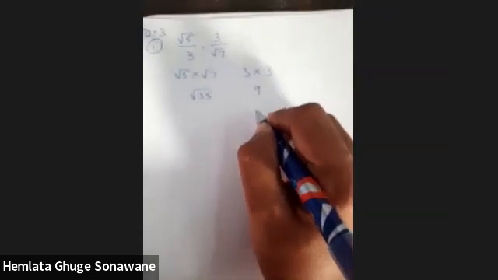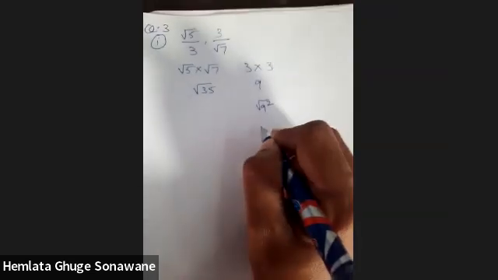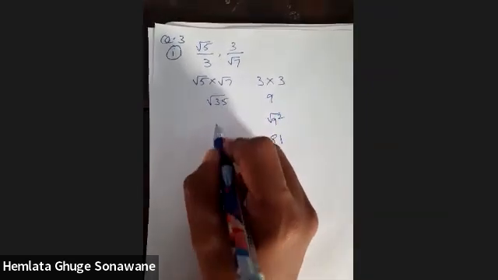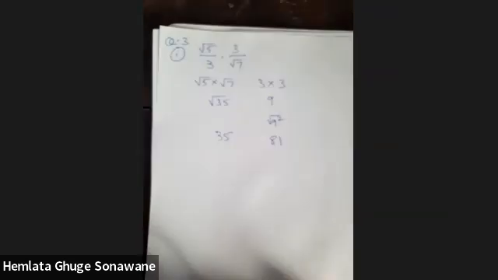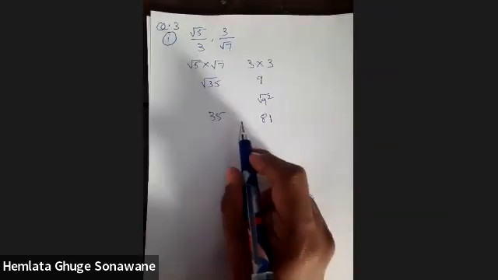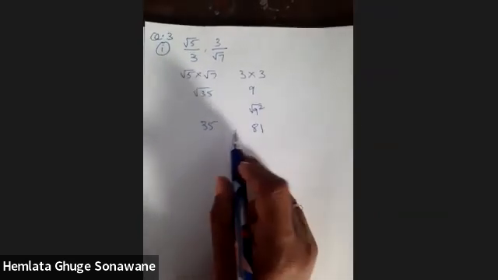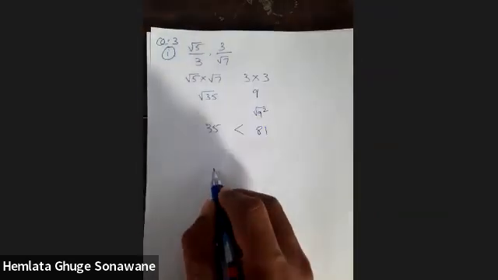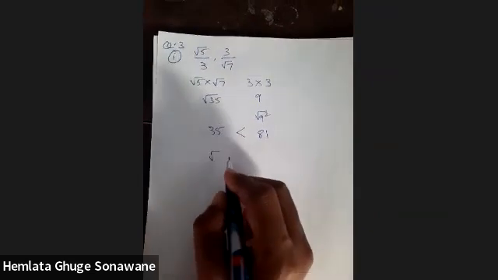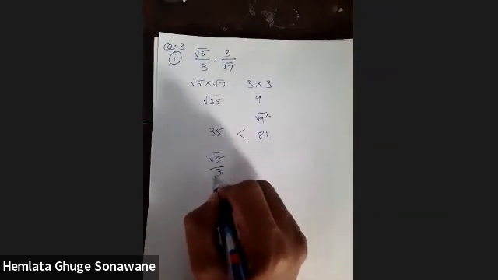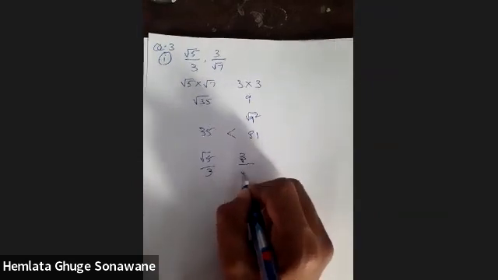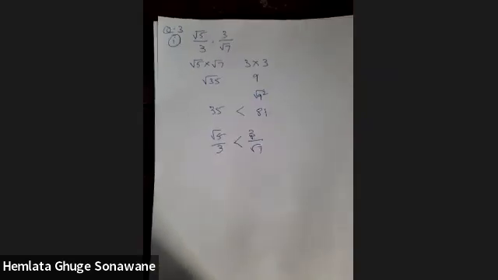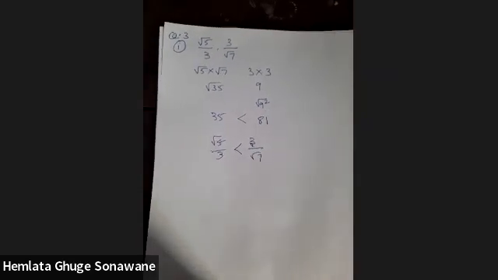We'll write 9 as under root 9 square, that is 81. Here also we'll remove the under root, so it becomes 35. Now which number is bigger? 81. So we'll mark like this. We'll write down the given ratios, given pairs, that is under root 5 upon 3 and 3 upon under root 7. We'll mark the same here. In this way we can compare the given ratios.